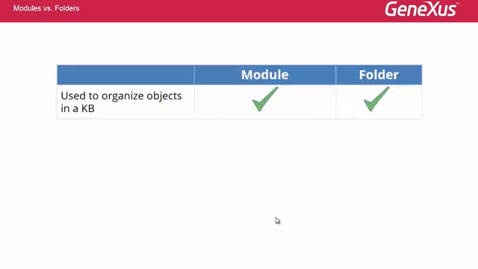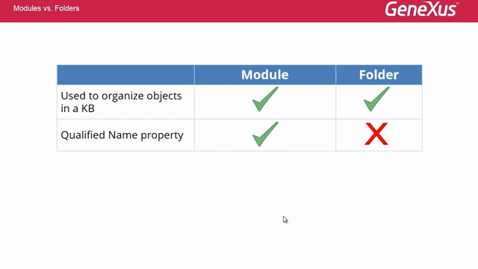So, as we've seen, both modules and folders help us in organizing objects in a KB. Altogether, they constitute a hierarchical tree where the root module is the root. In the dialog of folder view, we can see the tree formed. Nevertheless, we must say that conceptual differences exist between modules and folders.